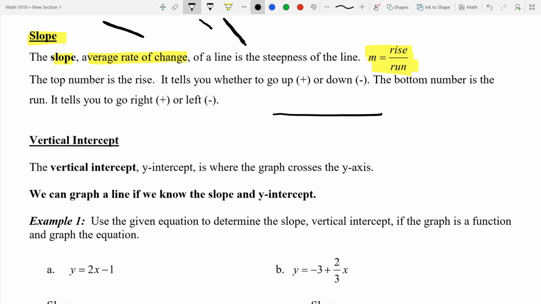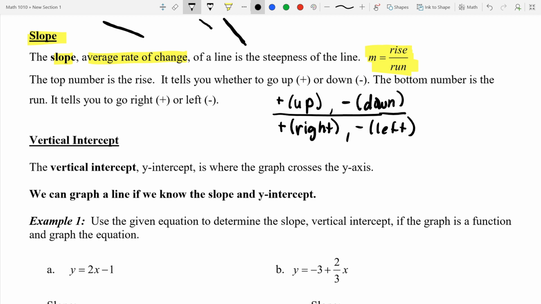So the top number, if the top number is a positive, you're going to go up. And if the top number is a negative, then you're going to go down. As far as the bottom number goes, if it's a positive, you're going to go right. And if it's a negative, you're going to go left.